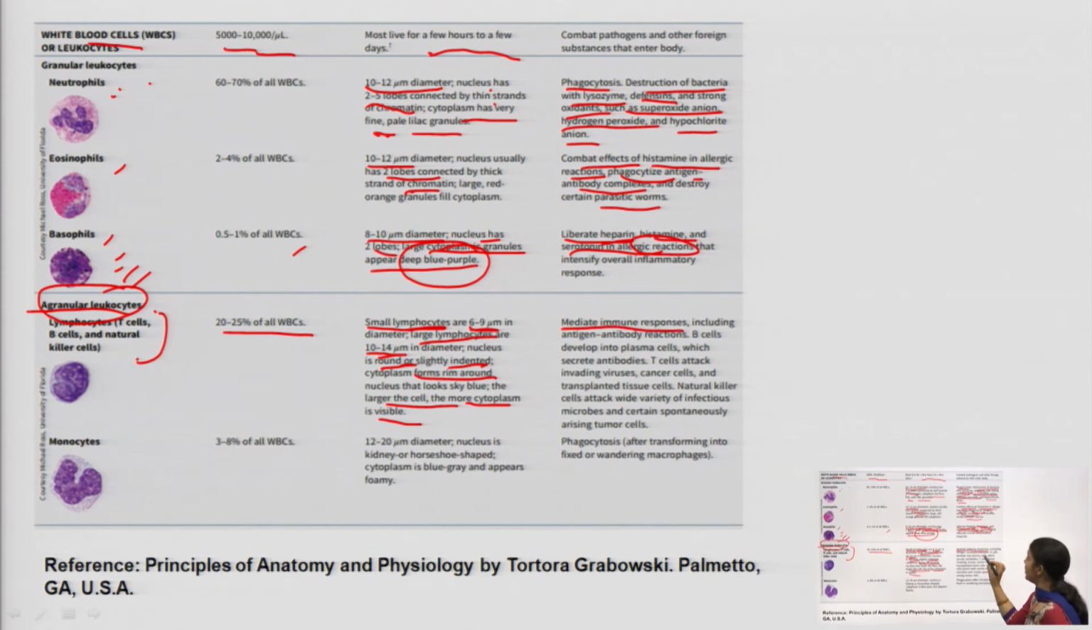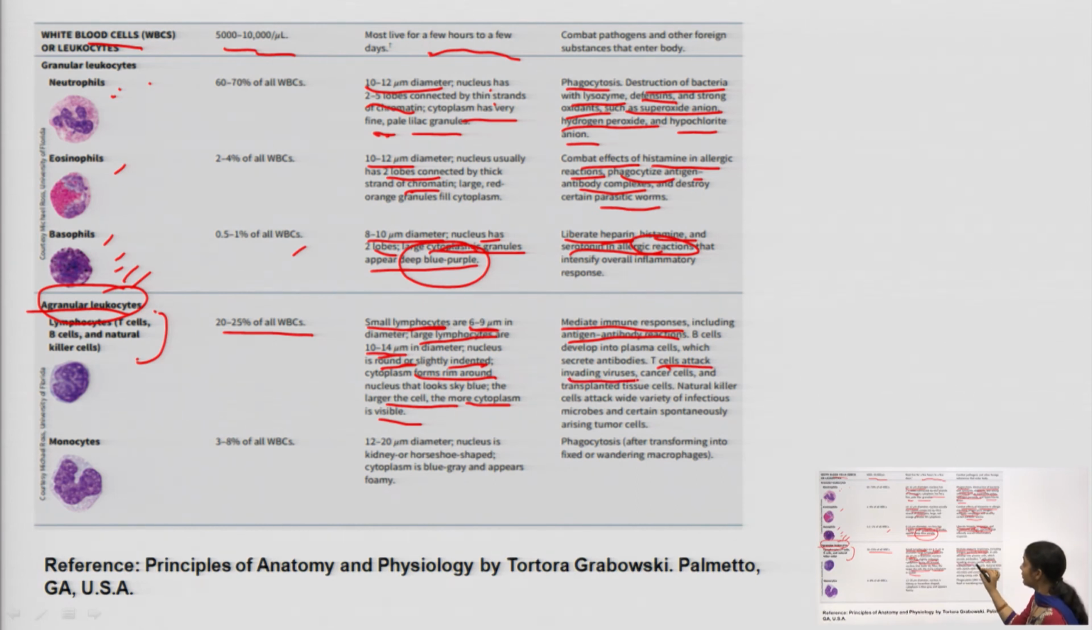They can mediate the immune response, including antigen-antibody reactions. B cells mainly produce antibodies. When some antigen enters your body, the plasma cells activate and produce antibodies and form antigen-antibody complexes.